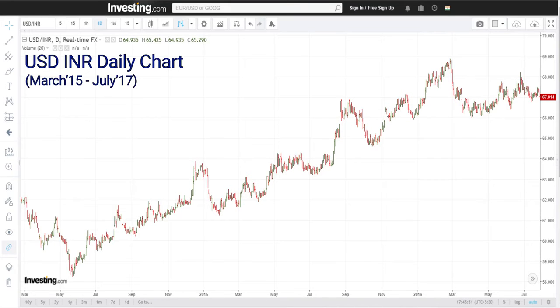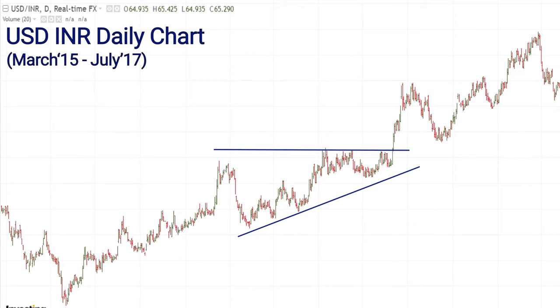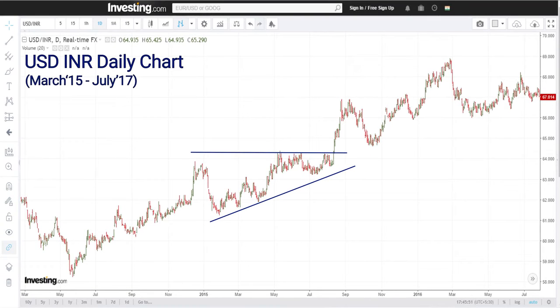Here we are looking at the USD INR daily chart. As you can see, after this up move, an ascending triangle was formed due to price action, and after this consolidation, when the price broke above the upper horizontal line, the price movement was pretty fierce. After quite a few days the price came back near the support line, that is the breakout line, and from there the price moved much higher. So this was a really good example.